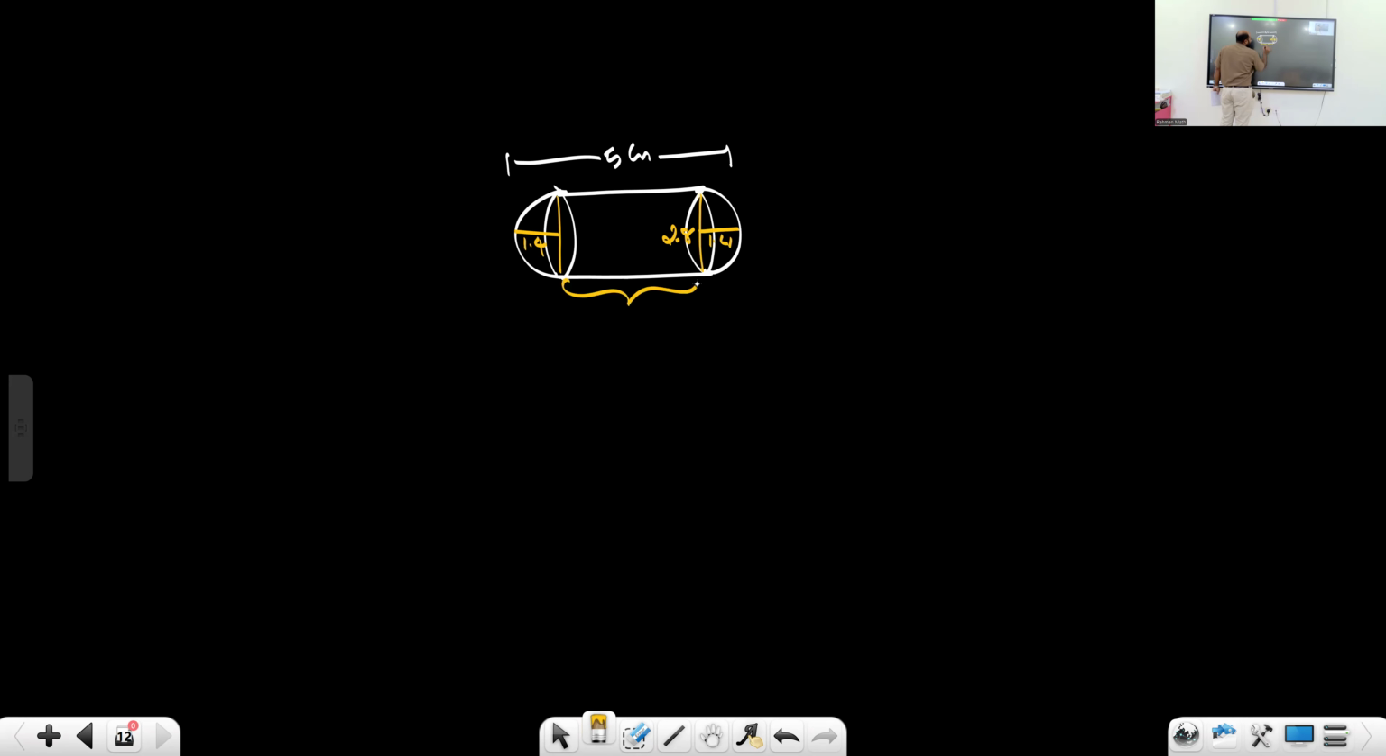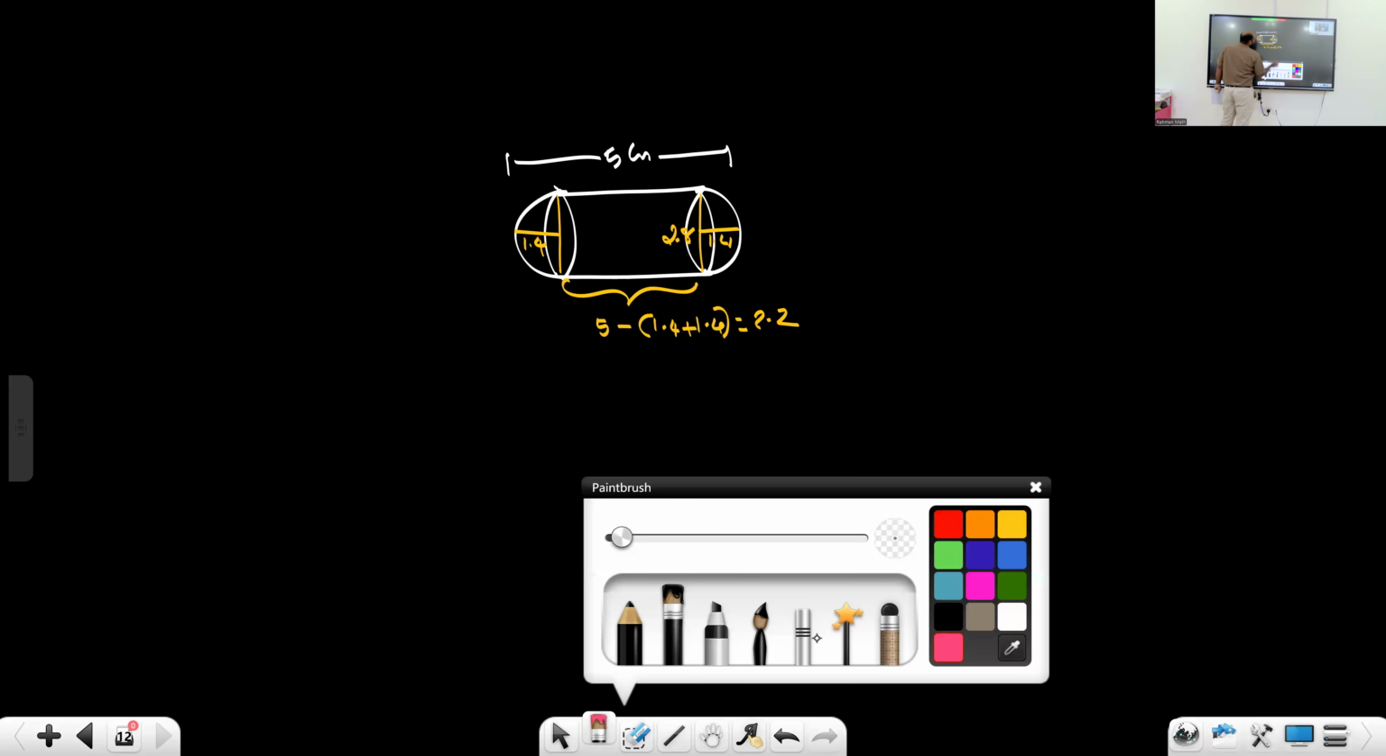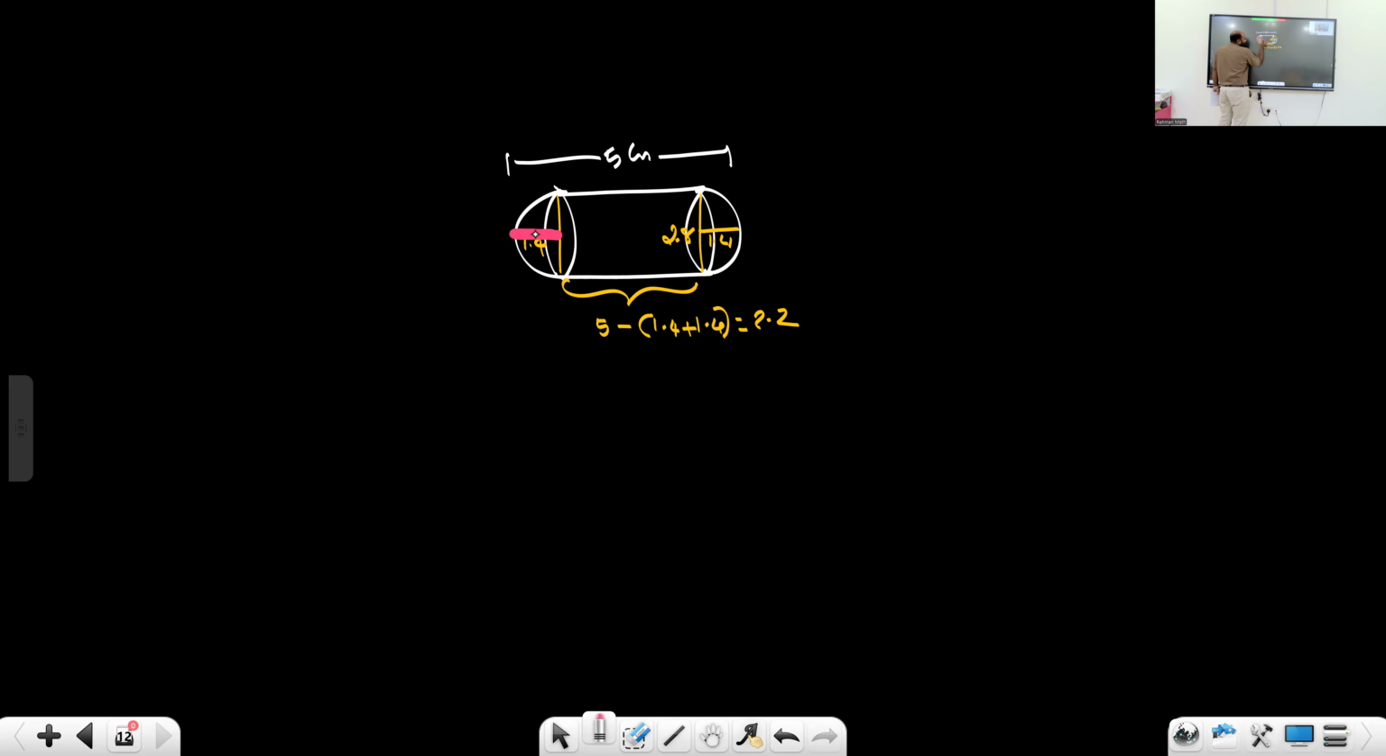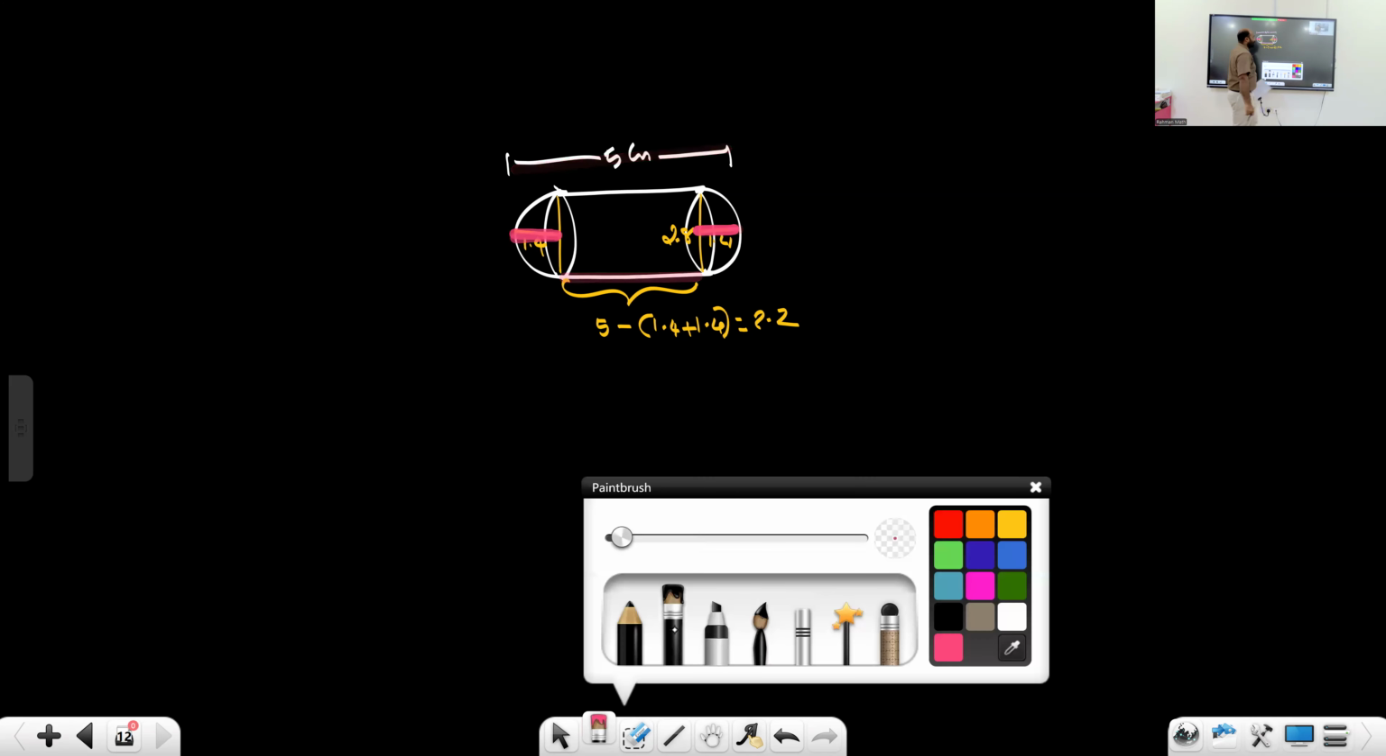So height of the cylinder, I told you, 5 minus 1.4, we have to remove from both sides. So it will be 2.2. Everybody remember, I think, I told you repeatedly. This one is what? Radius, half of the diameter. This is also radius. Total 5. So this and this, when you remove, we get this height, the cylindrical height. Please draw this much. After that, I'll tell you.